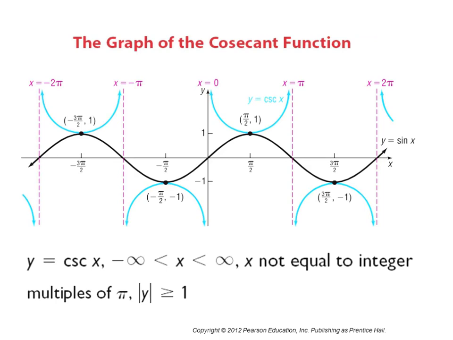Okay, so there's the cotangent. We already did that. Now we have the secant and the cosecant. Basically what you're seeing here, the only part of this graph that is the cosecant is the blue. This black line is the sine.